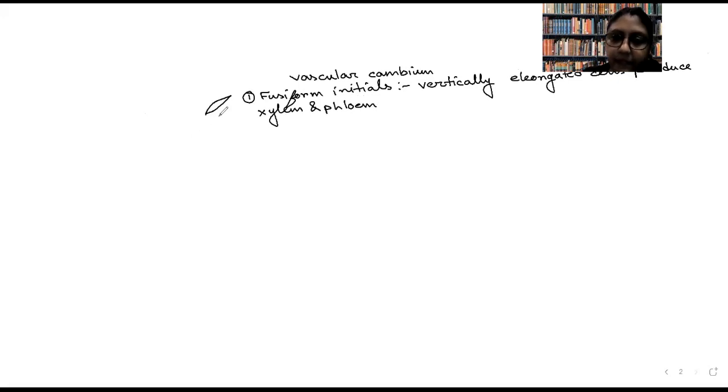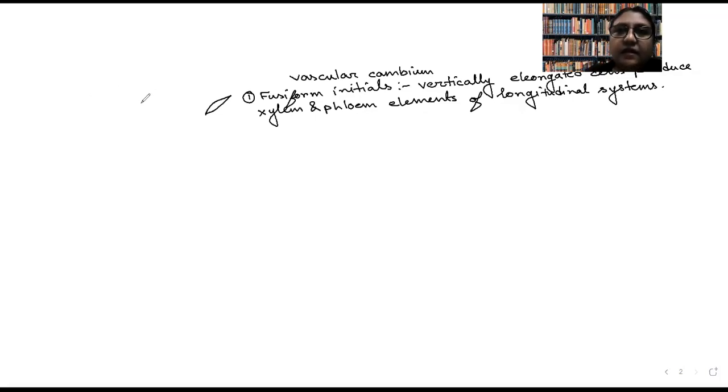So these xylem and phloem elements of longitudinal segments. What do we mean by longitudinal? Which one will be called longitudinal and which one transverse? Transverse means perpendicular. Yes, very good. So it will be vertical. Very good. So vertically elongated cells, they are long cells. That's why they are called fusiform initials, and they will produce xylem and phloem elements of longitudinal system.